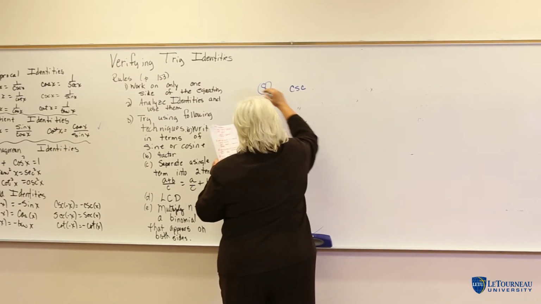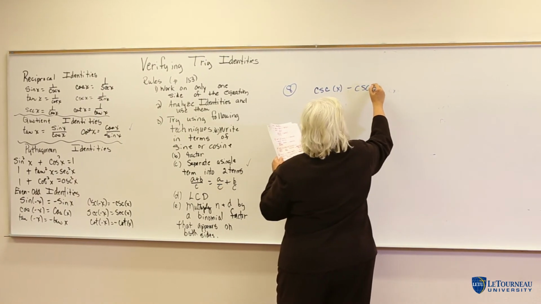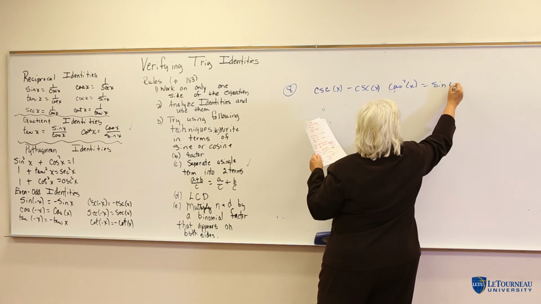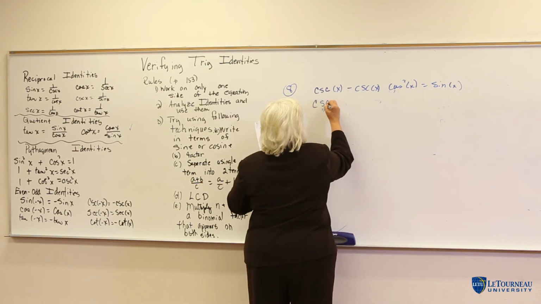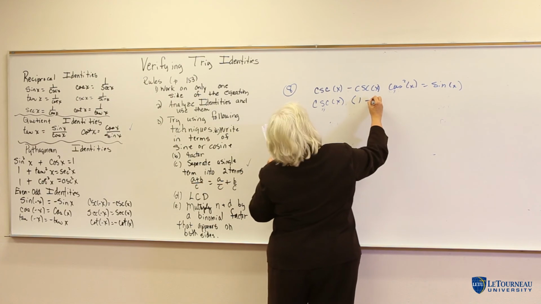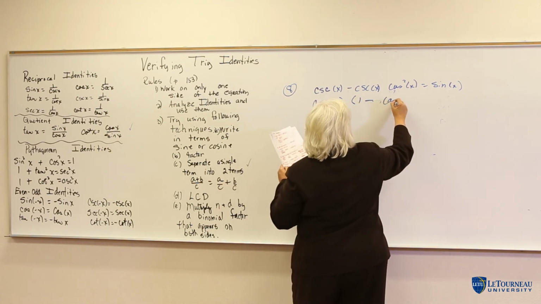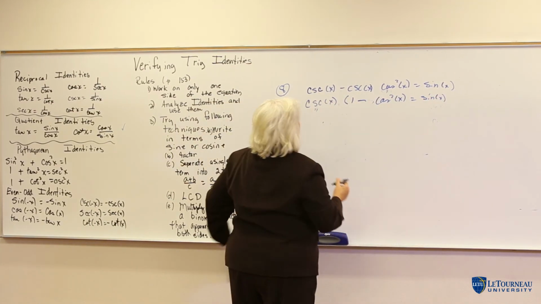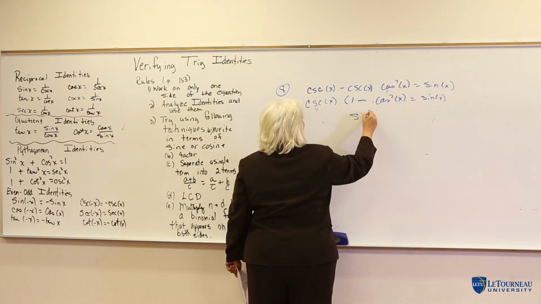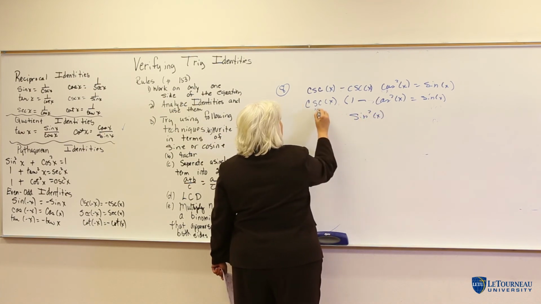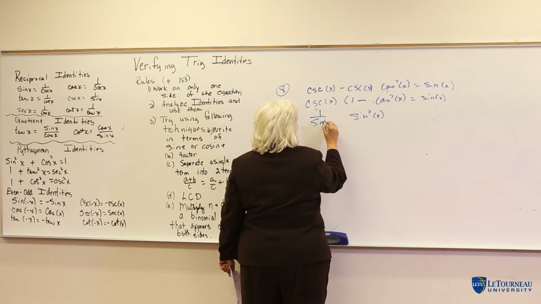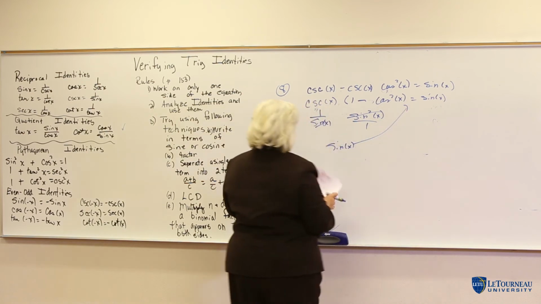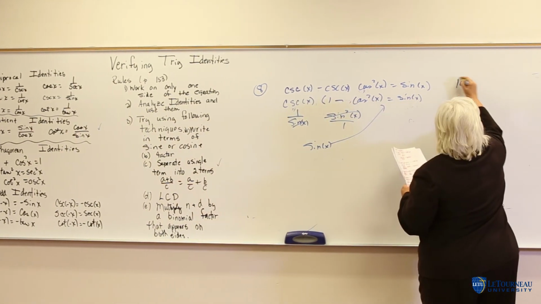Cosecant, this is number 8. Cosecant x minus cosecant x cosine squared x is equal to sine x. So I'm going to factor out cosecant x, which leaves me with 1 minus cosine squared x. Go to your identities: 1 minus cosine squared x is sine squared x. I'm going to rewrite cosecant as 1 over sine. That cancels, leaving me with just sine x. So I have verified that.